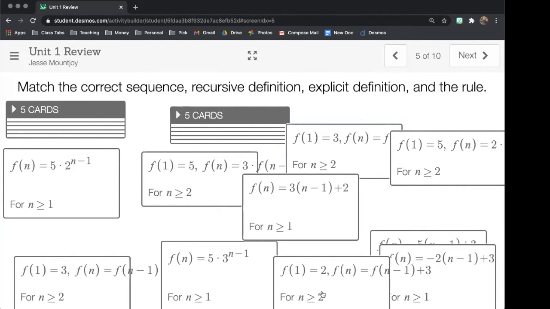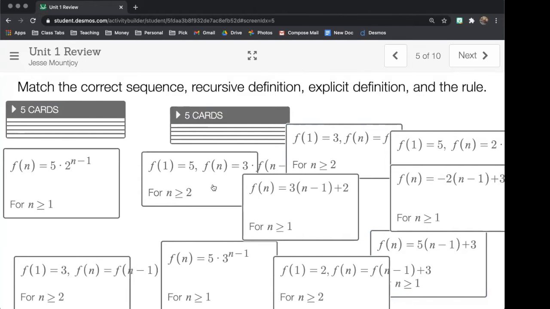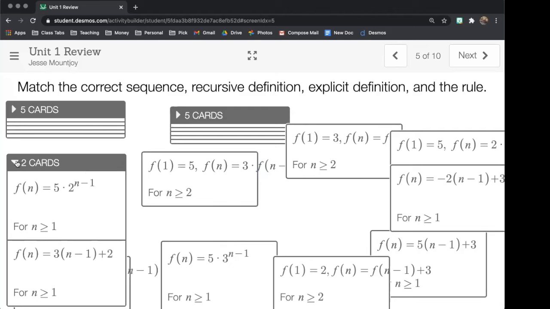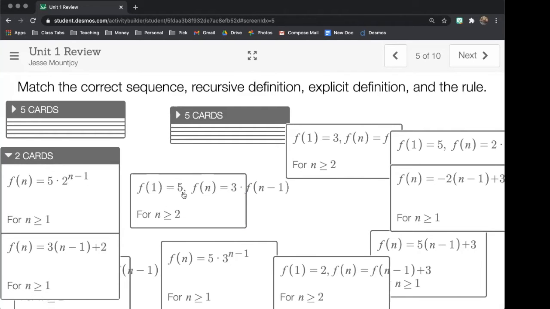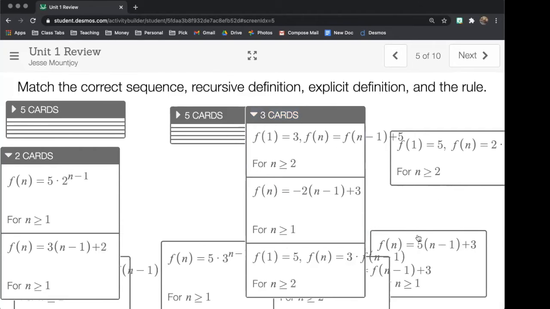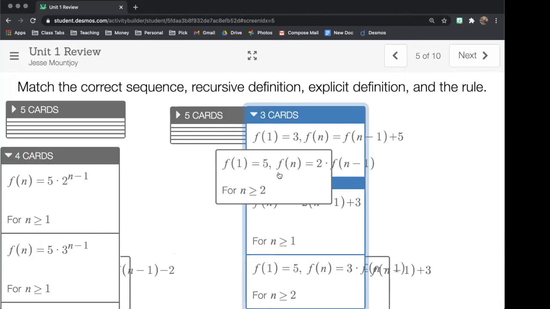So how can I tell the difference? Very, very easy. An explicit definition does not have the symbol f of n minus 1 in it, and it also doesn't tell you f of 1. So this one is just the function, and that's it. So anything that just has a function by itself is an explicit function. This one, do you see how it says f of 1 equals 5, and it has an f of n minus 1? That is recursive. If you don't remember what those two words mean, you're just going to want to go ahead and look those up online. And I'm just going to sort these as explicit and recursive.